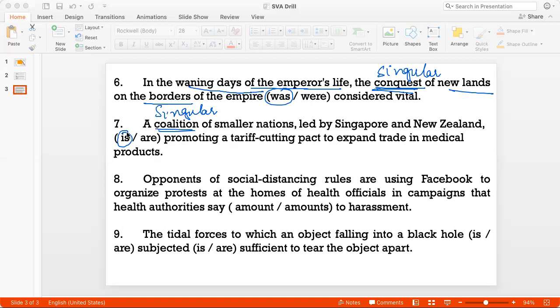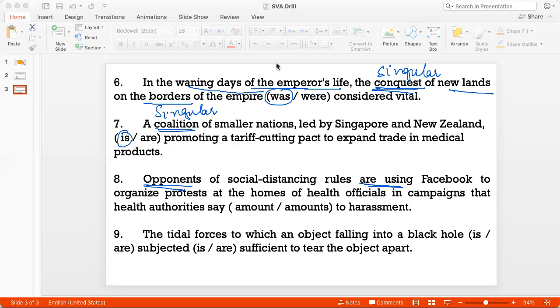in campaigns that health authorities say amount or amounts to harassment. This is an interesting question because there is a lot that is happening in the sentence. So we need to figure out how to choose the correct verb. So let's try and make some verb combinations with nouns. Opponents of social distancing rules are using Facebook, right?